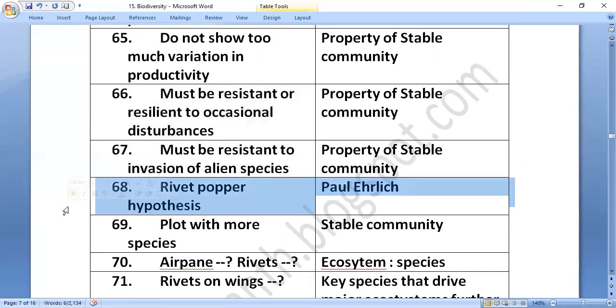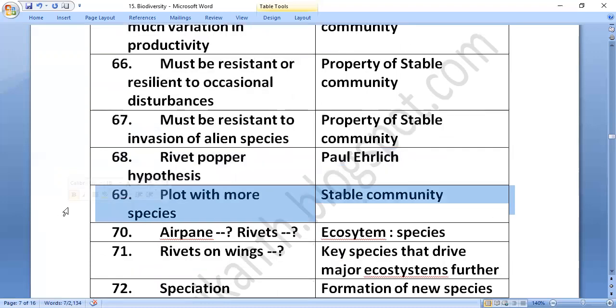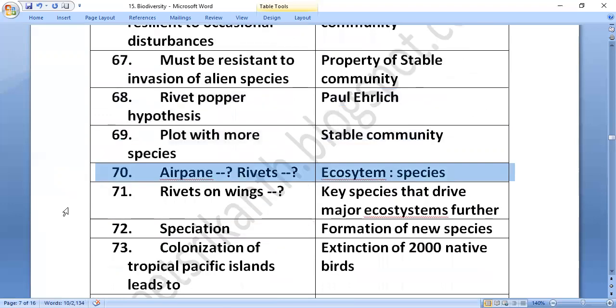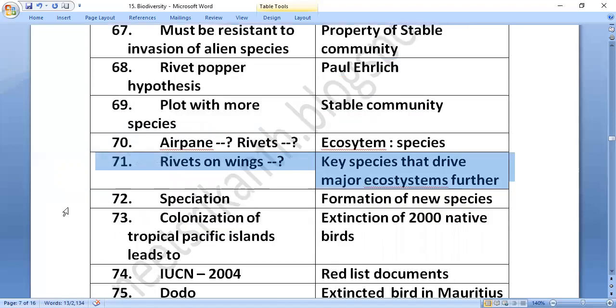Rivet-popper hypothesis, Paul Ehrlich. Plots with more species form a stable community. According to Paul Ehrlich, an aeroplane is compared with an ecosystem, and rivets are compared with species. Rivets on the wings are compared with key species that drive major ecosystems.